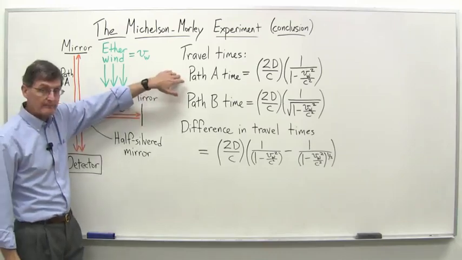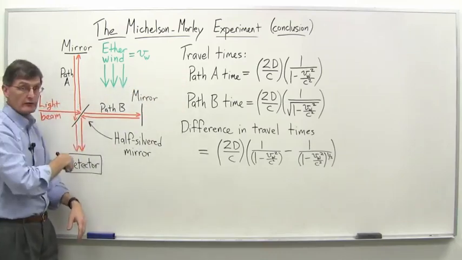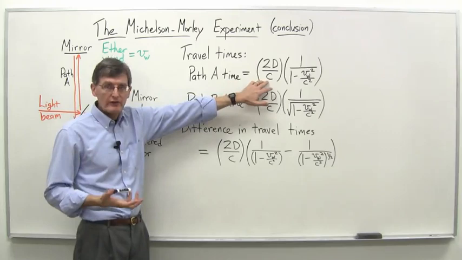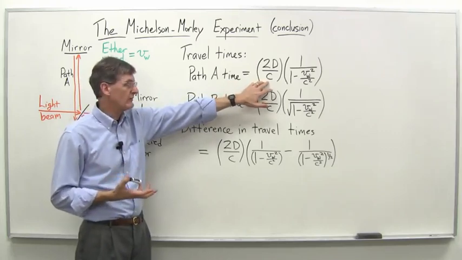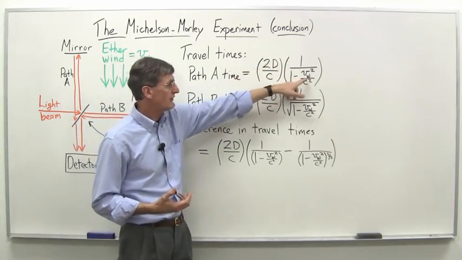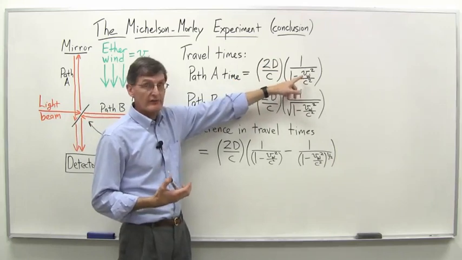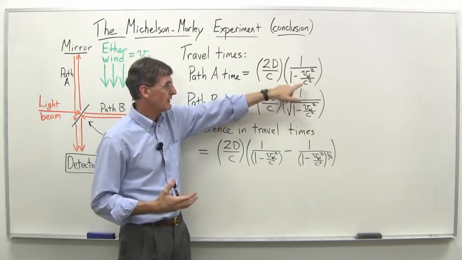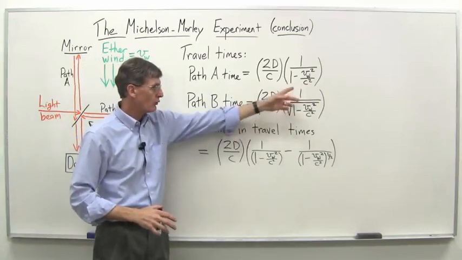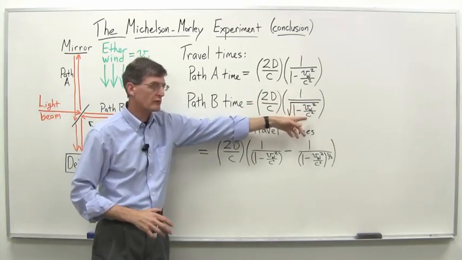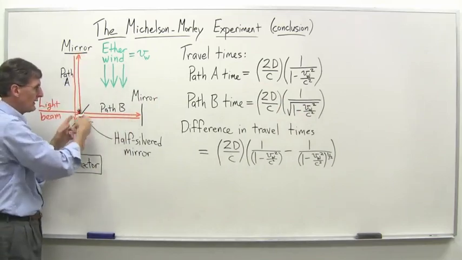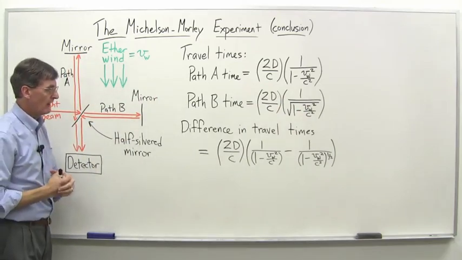So the path A time, which is the tailwind, headwind example, remember it was 2D over v sub plane, but here the light is taking the place of the plane. So we have 2D over c, the speed of light, times 1 over 1 minus v_w squared, the velocity of the ether wind, and we'll figure out what that might be in a second, divided by c squared. And then the path B time, which is the crosswind time, is 2D over c, times 1 over the square root of 1 minus v_w squared over c squared, where D here is the distance from the half-silvered mirror to that mirror, and that one as well.